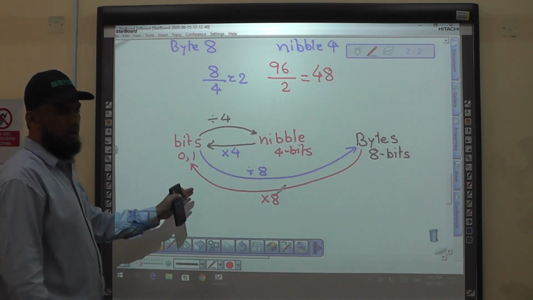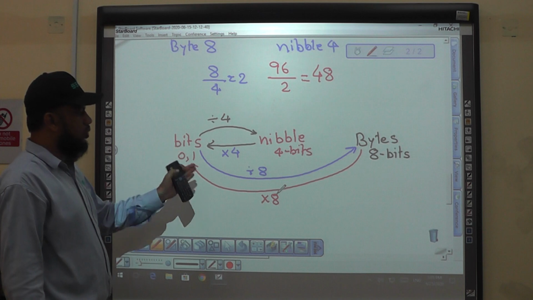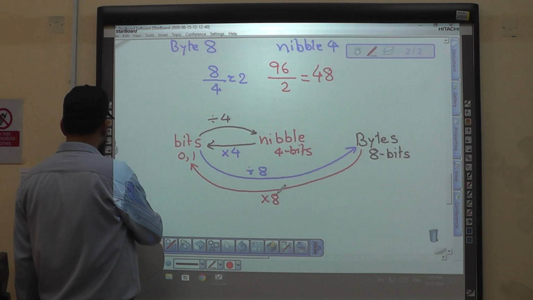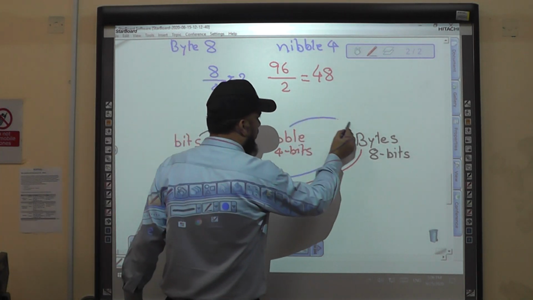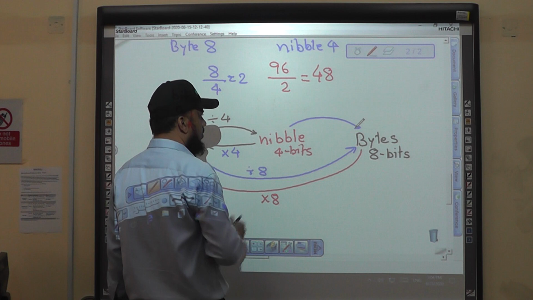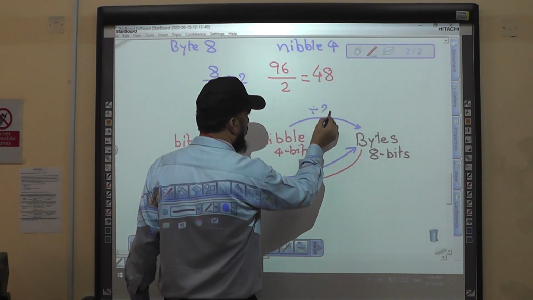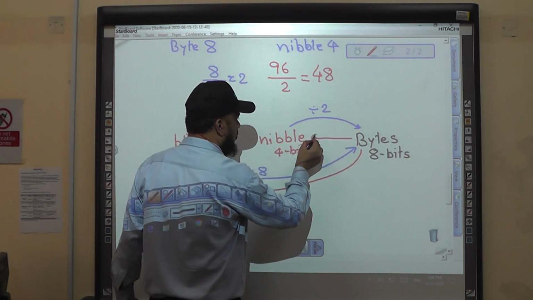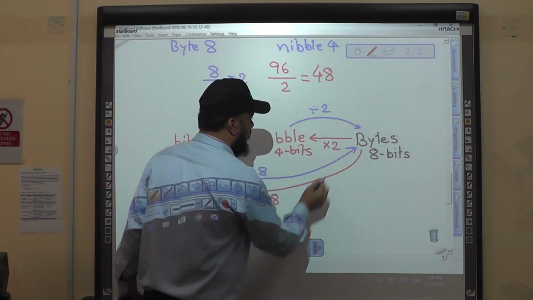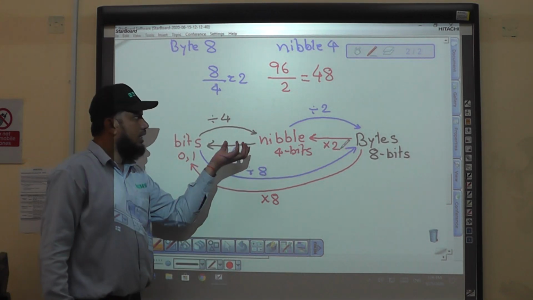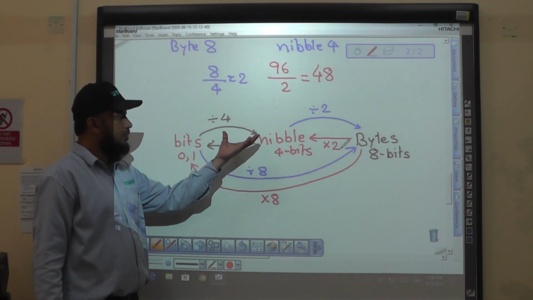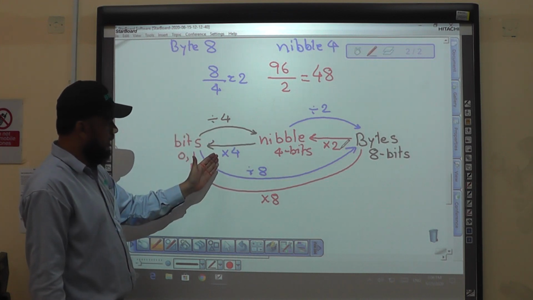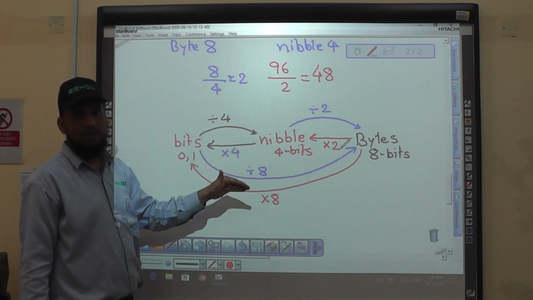So with this diagram you can easily understand how to convert to different units. Again, from nibbles to bytes, divide by 2, and bytes to nibbles, multiply by 2. So if you understand this summary, you can easily convert by knowing which value we have to divide or multiply by.